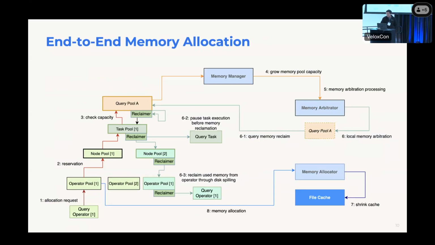And then at this point, the leaf operator pool can allocate memory from the memory allocator. And suppose in the memory allocator there is no sufficient capacity, then the memory allocator will shrink the file cache to make space for the new allocation. At this point, the allocation actually finishes. Then the memory allocator allocates the buffers and sends the buffer back to the operator pool, and the query pool returns the allocated buffer to the query operator. And that's how the end-to-end memory allocation works inside the Velox memory system.